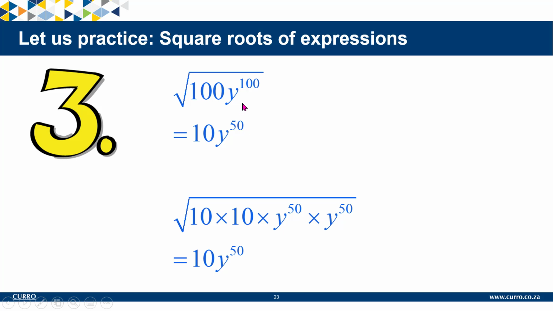So there's a shortcut in getting the square root of a power. We can just halve the exponent because it's half the amount of y's. But for the number, we don't halve the number. We ask ourselves what times what.